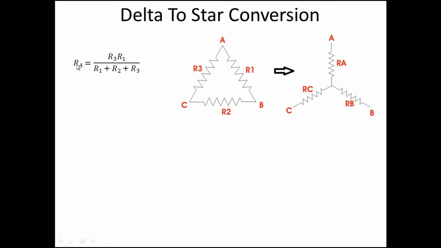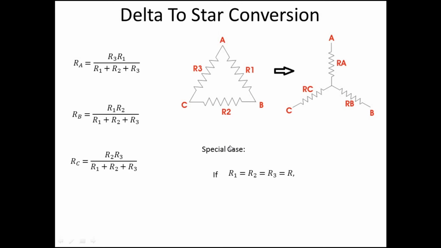We can find RA using the values of R1, R2, R3 as R3 into R1 divided by R1 plus R2 plus R3. Similarly, RB equals R1 R2 divided by R1 plus R2 plus R3. RC equals R2 R3 divided by R1 plus R2 plus R3. If R1, R2, R3 are equal and equal to R, we can say that RA, RB, RC will be equal to R by 3.